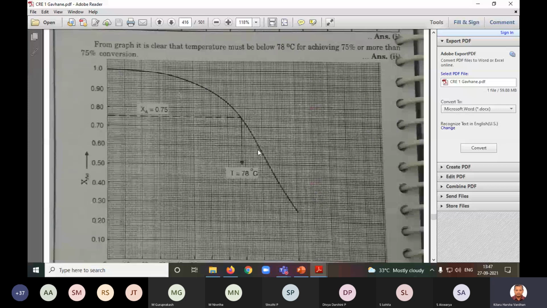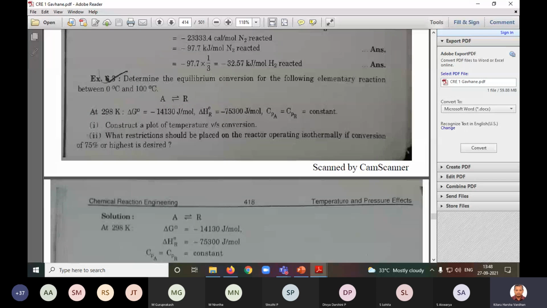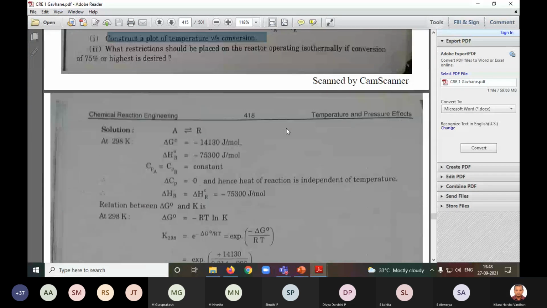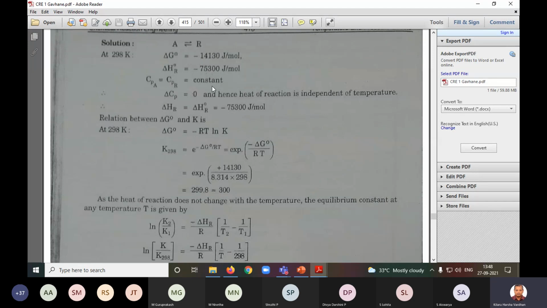Yeah, this is the curve. How to draw the curve? This is 0.3. Please see this. Determine the equilibrium conversion for the following elementary reaction at 0 and 100. A is giving you R like this. He is giving you delta G, delta HR, Cp. He is asking you to construct a plot of temperature and conversion. What restrictions will you be putting? He gave delta G and delta HR. This is the reaction given. Delta G is negative. Delta HR is also negative. That means it is an exothermic process.